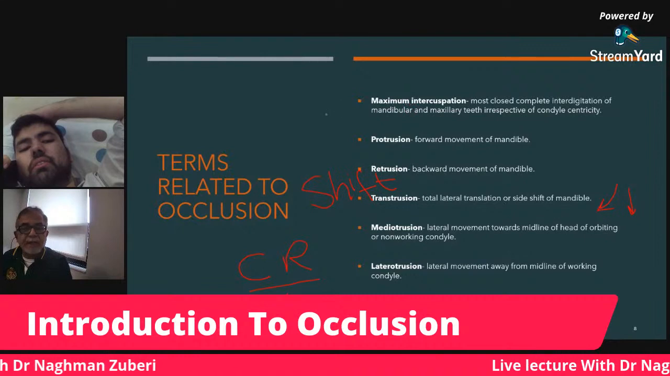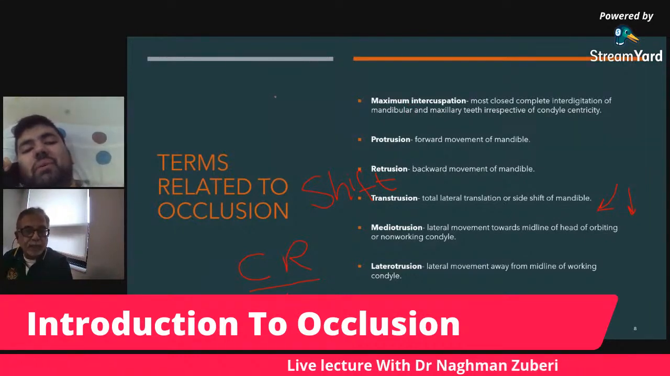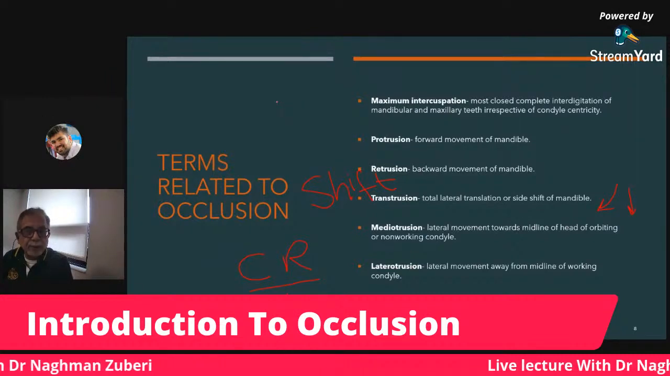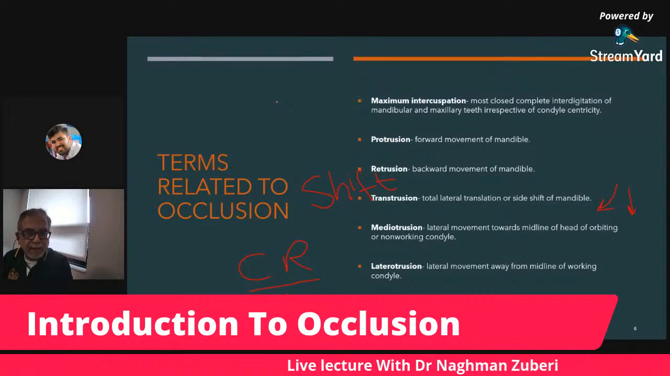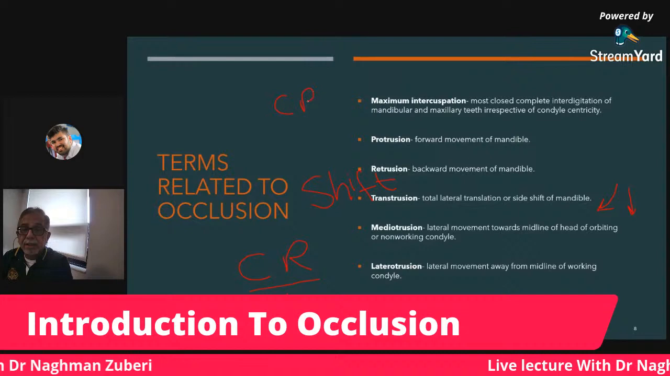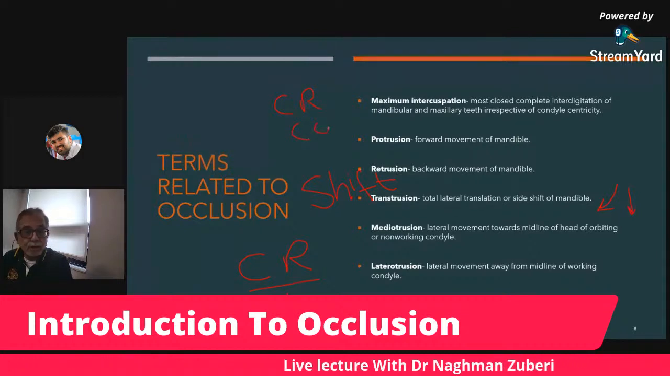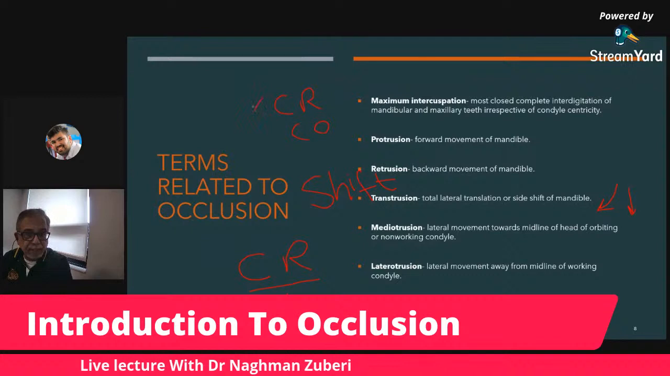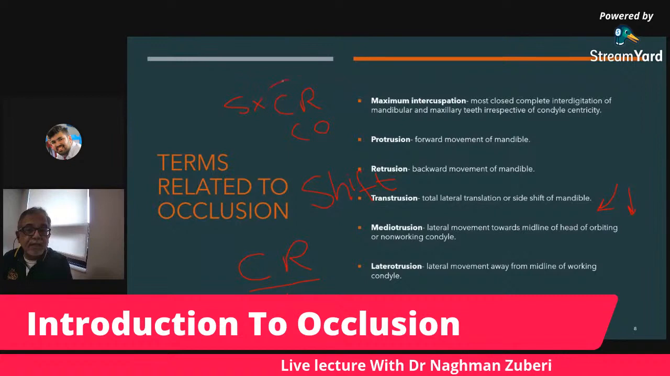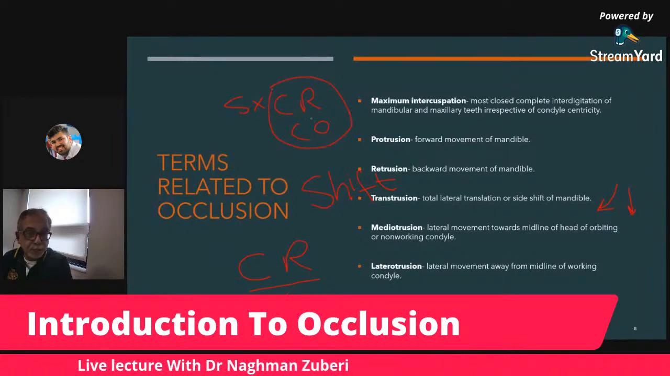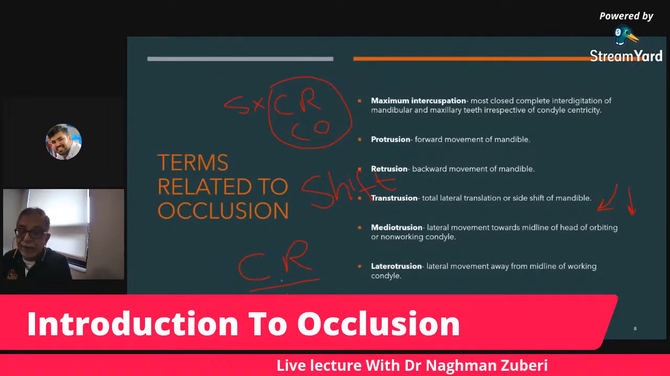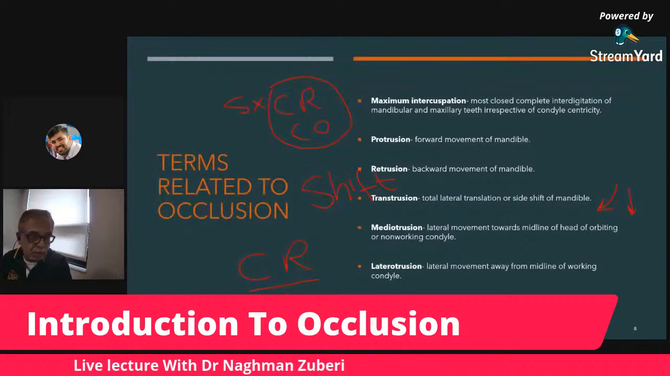Another very important point is that ideally, in what we produce in our complete dentures and our very long span RPDs, the centric relation should be the centric occlusion. There must not be any shift in complete dentures. Ideally, this is how the situation should be. But in most people with natural dentition, there is a shift from centric relation to centric occlusion.